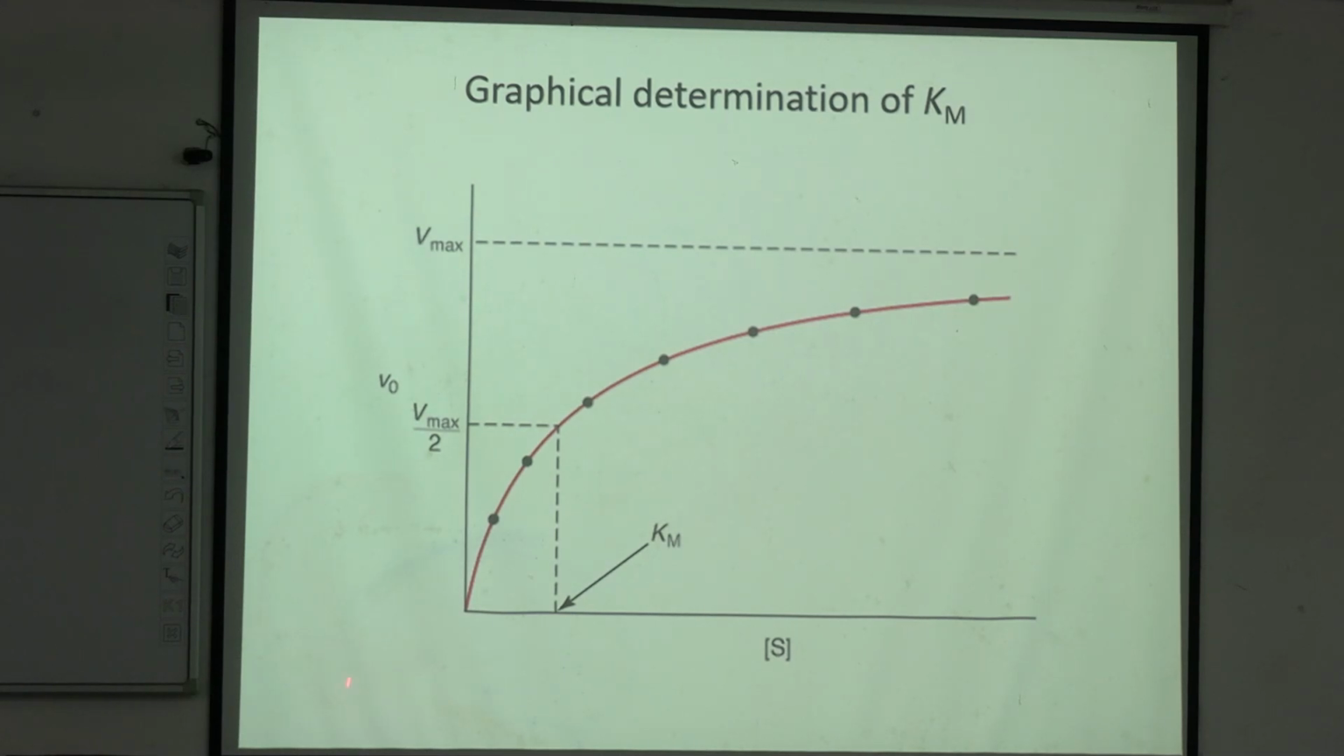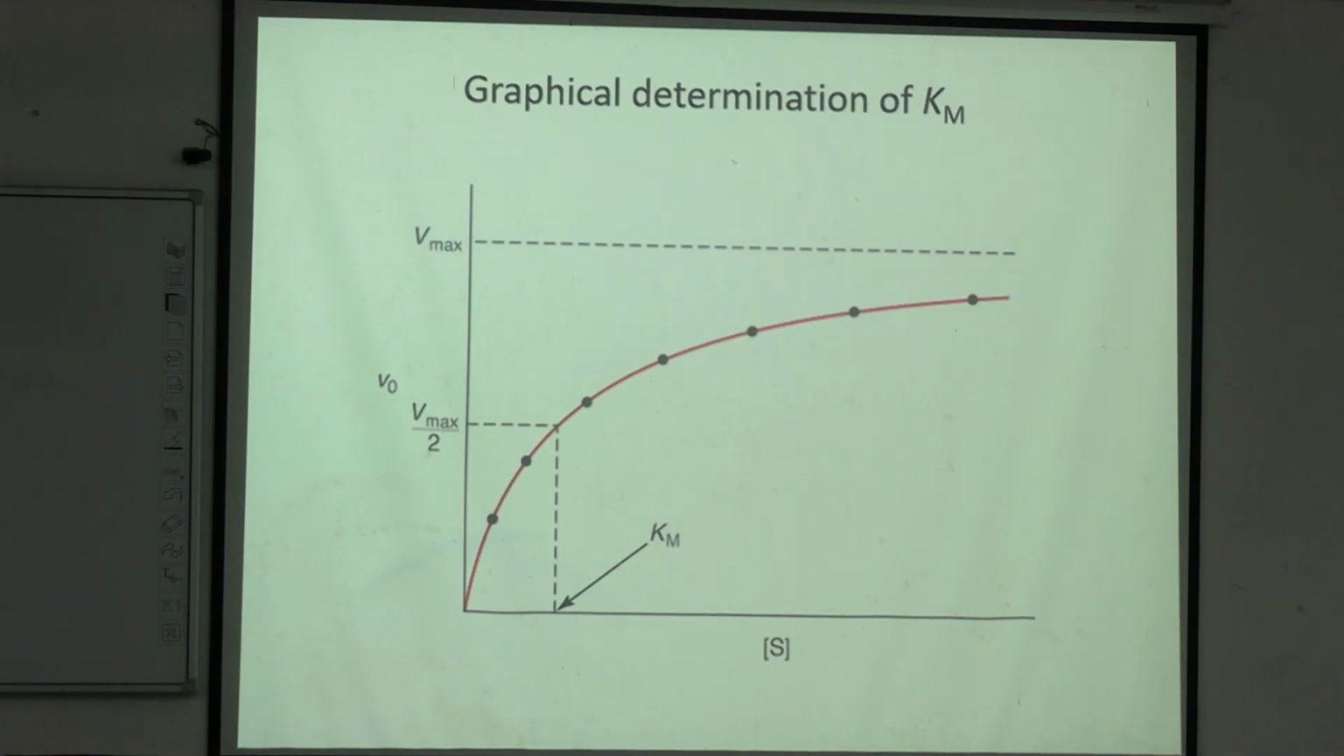Suppose this distance is 6 centimeter. Then half of the 6 centimeter is 3 centimeter. So put a dot at 3 centimeter. Write the value Vmax by 2. That is half the maximum velocity. Repeat. Half the maximum velocity.